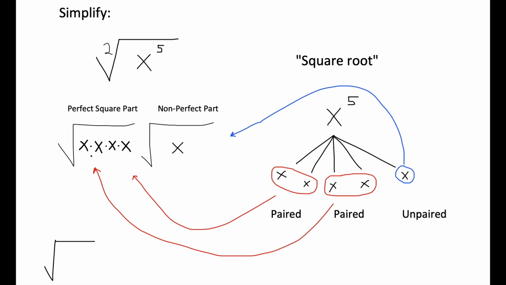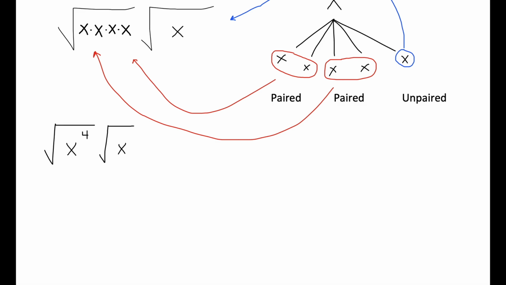We can now simplify what's in the perfect square part. 4 x's being multiplied together makes x to the 4th. And the square root of x will have to stay as it is because that can't be simplified. Now the square root of x to the 4th is just going to be one of these pairs of factors. It's going to become an x squared. And the square root of x will have to stay as it is. So this is going to be the simplified answer to the problem.